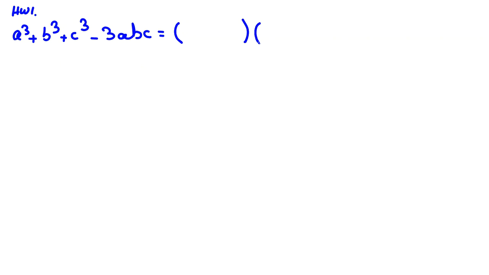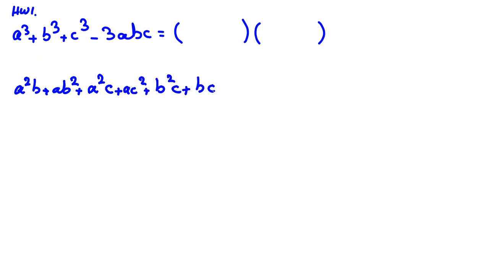Let me write another factorization for you. Try to factorize these terms. One of them is homework number 1: a cubed plus b cubed plus c cubed minus 3abc. Try to factorize this, write it as a product of two terms. The other one is a squared b plus ab squared plus a squared c plus ac squared plus b squared c plus bc squared and plus 2abc. Also try to factorize it, try to write it as a product of three terms as homework number 2.